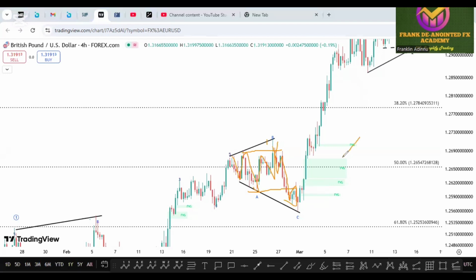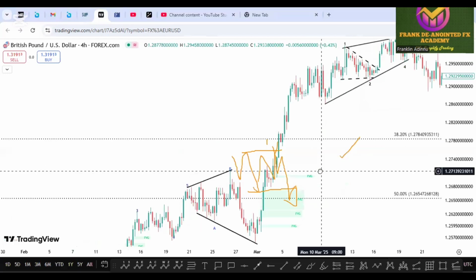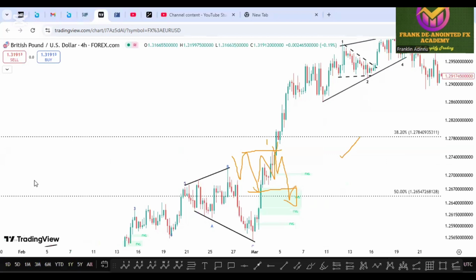You can look at what happened after the expanded flat. Just look at what happened after the expanded flat. You see what happened after the expanded flat? How the market shoots up from here, boom, but see the movements.